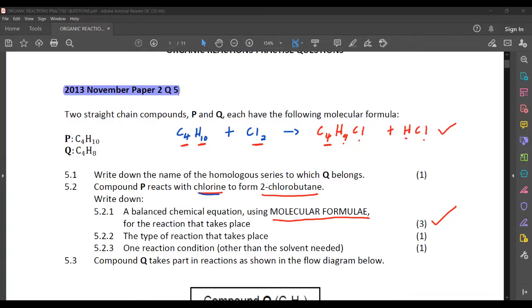Right, 5.2.3, we're going further. It says one reaction condition other than the solvent needed. So other than the solvent, what other condition do I have? If you go back to the handout I sent you, I made it clear that for this substitution reaction, when you react an alkane with a halogen, you just need sunlight, or specifically UV light. So 5.2.3: UV light.